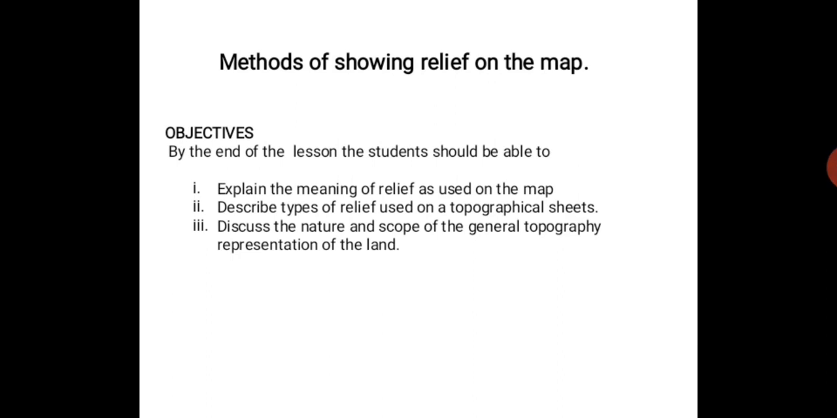We're back again on our lesson. And this lesson topic is method of showing relief on the map.